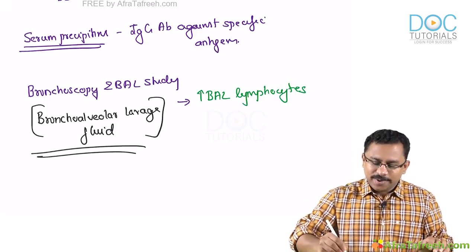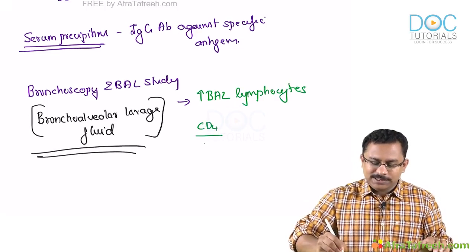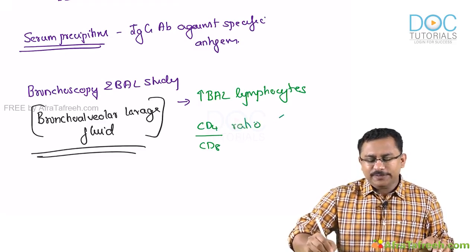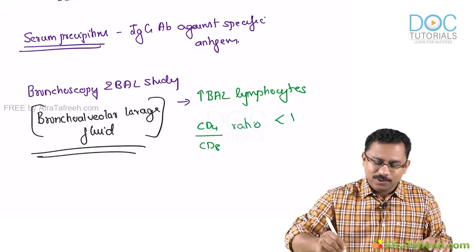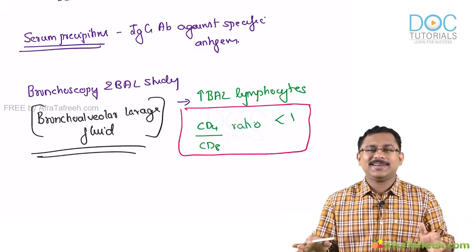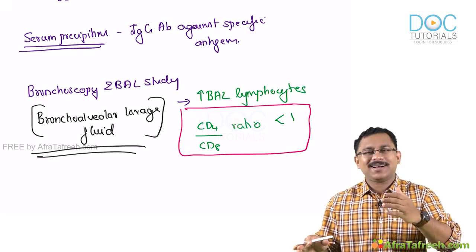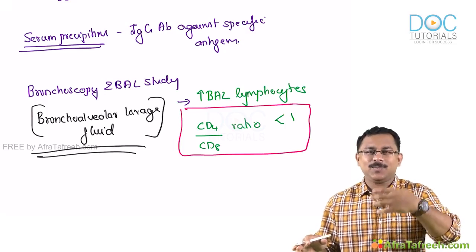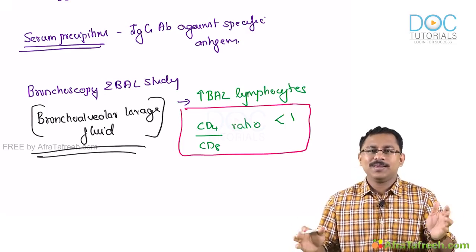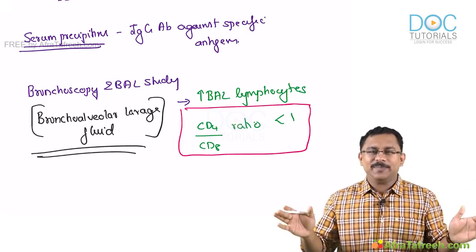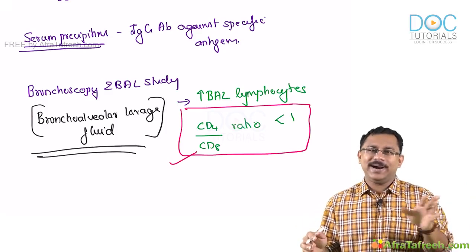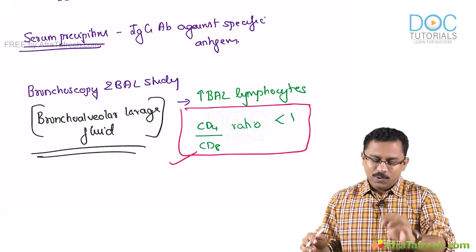And they also talk about the CD4 to CD8 ratio. Most often the CD4 to CD8 ratio is less than 1. But don't think that this is diagnostic. You can have hypersensitivity pneumonitis with a CD4 to CD8 ratio more than 1 also. But in most of the hypersensitivity pneumonitis, the ratio will be less than 1. Clear? Okay.